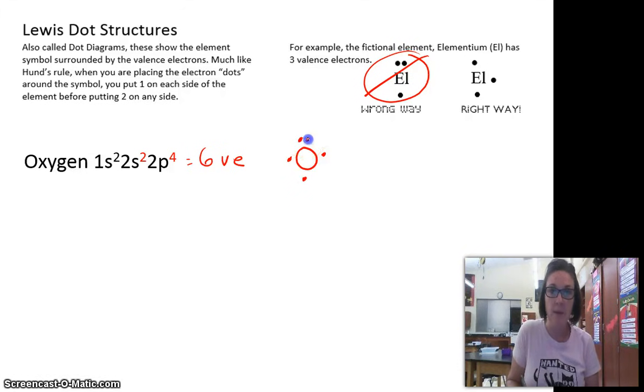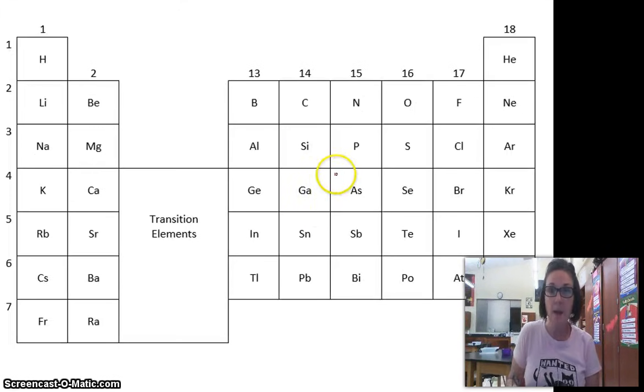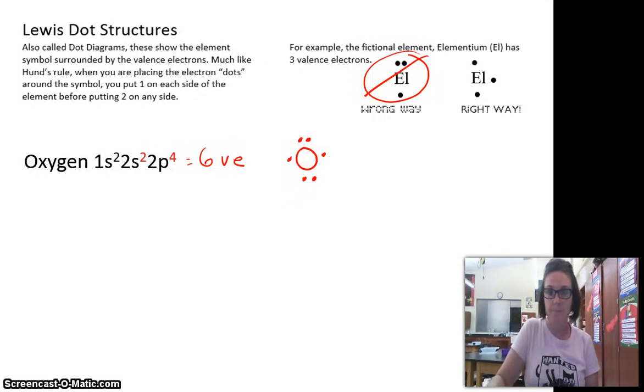I'm going to pick the top, and I'm going to put a second dot there, and then I need to do that 1 more time. So I'm going to pick any side, how about the bottom? And I'll put another dot there. So I have a total of 2, 4, 5, 6. That would be a Lewis dot diagram or dot structure for oxygen. So you have in your packet a periodic table that looks just like this, and there's oxygen. So you could go ahead and put a dot diagram for oxygen just like this on that periodic table.